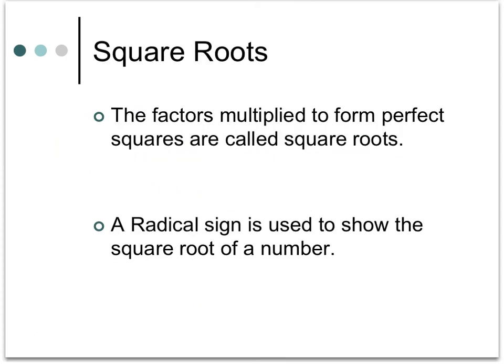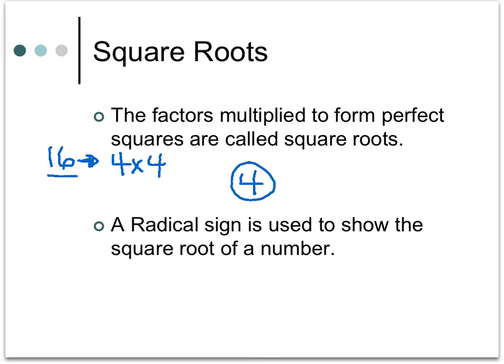So we've talked about perfect squares in the previous slide. Well, now we can talk about what square roots are. The square roots are simply the factors multiplied to get the perfect square. In the previous slide we talked about the number 16, and what kind of square would you have to build in order to get 16 little squares in the middle? You would need to build a 4 by 4 square. So the square root of 16 would be 4.